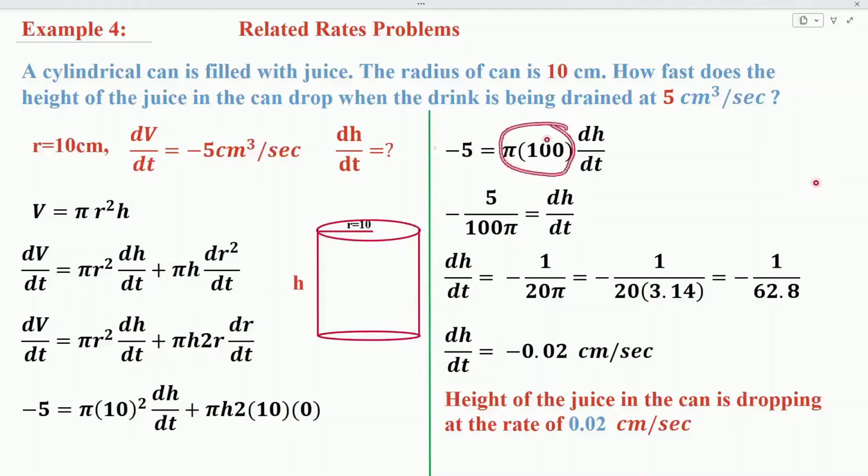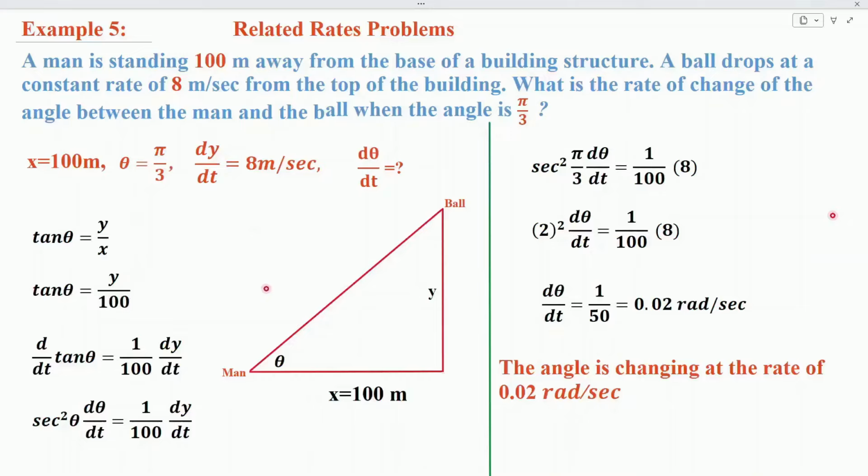Dividing both sides by 100 pi, we get this result. Simplifying 5 and 100, we get 1 over 20 pi. And now substitute the value of pi, which is 3.14, multiplying with 20, we get 62.8. 1 divided by 62.8 give us the required result. Hence, the height of juice in the cane is dropping at the rate of 0.2 centimeter per second.